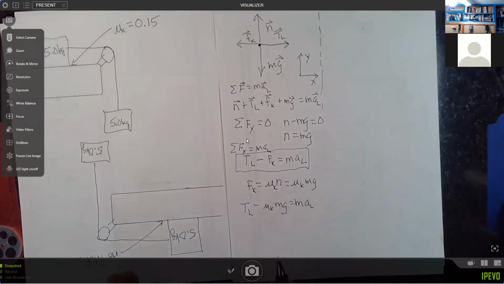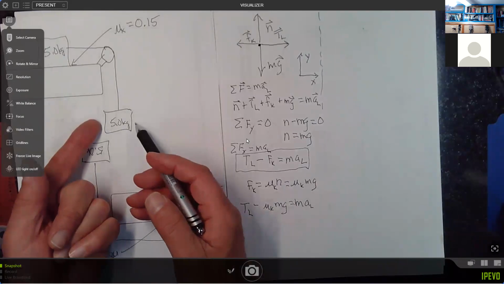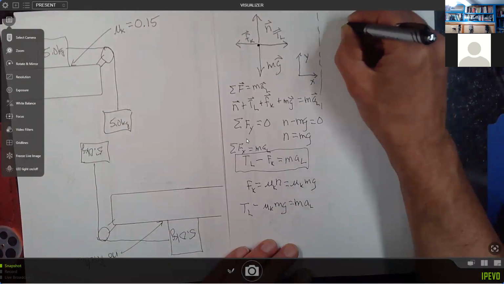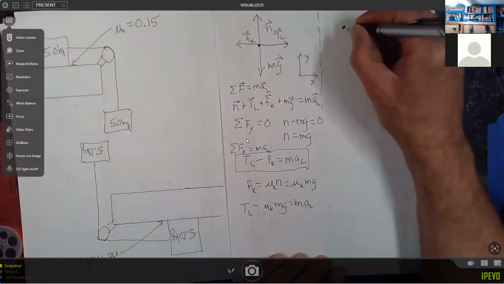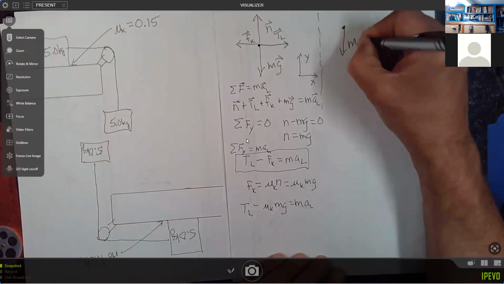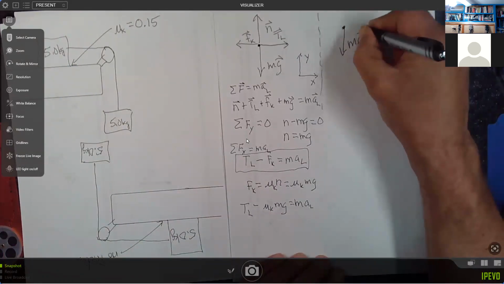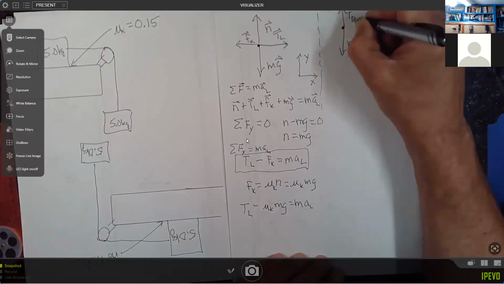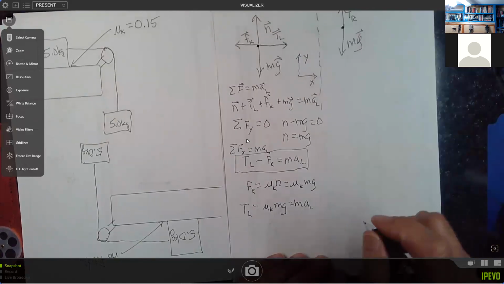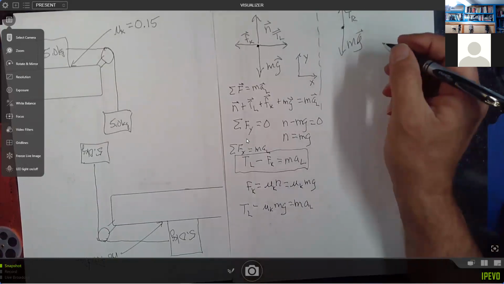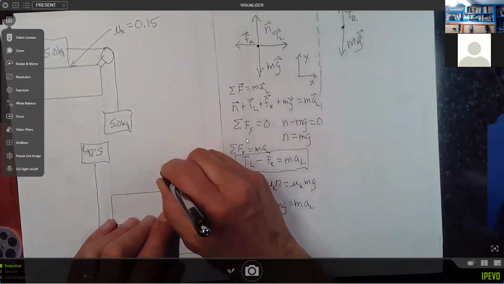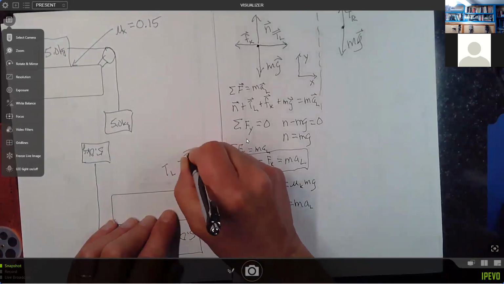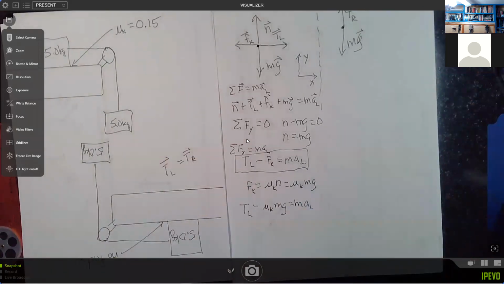So to get those, I have to consider the hanging mass here. And let's see where that will take me. A free body diagram for the hanging mass. Mg downward, and this time T sub R upward. By the way, why can I not say that T sub L is equal to T sub R when I put arrows on top of them?